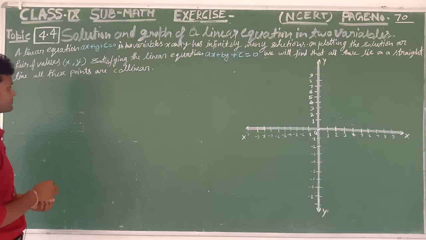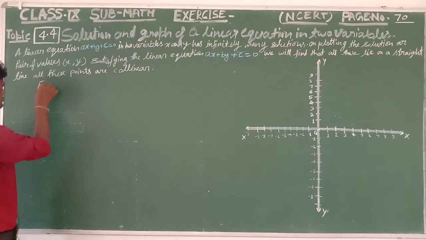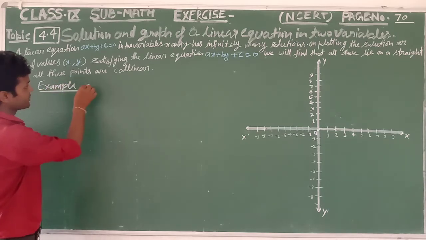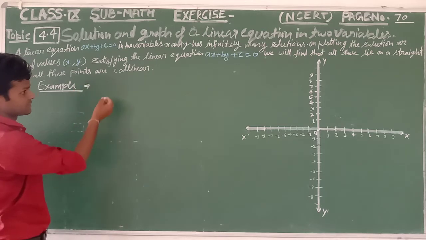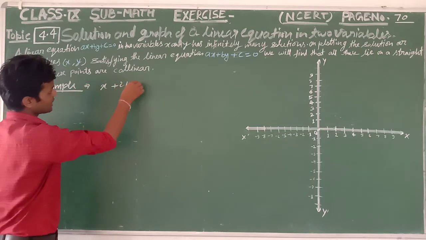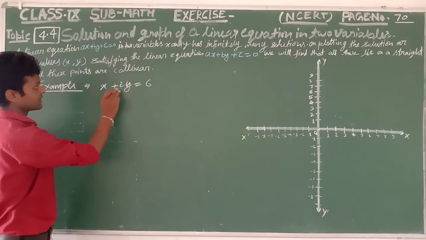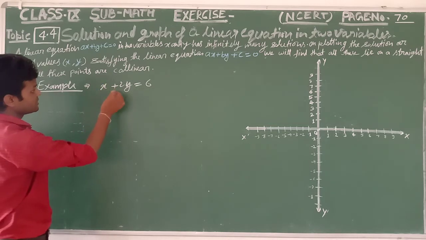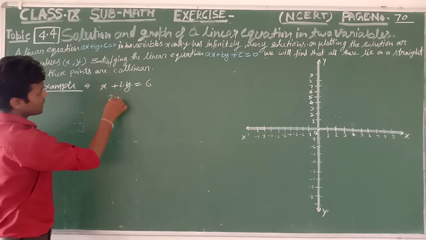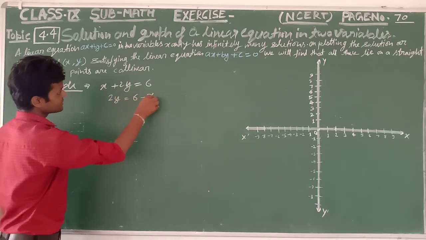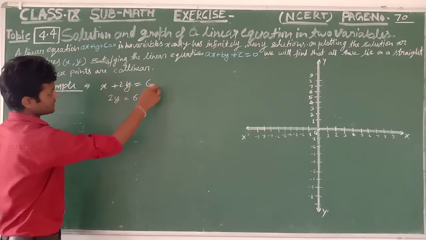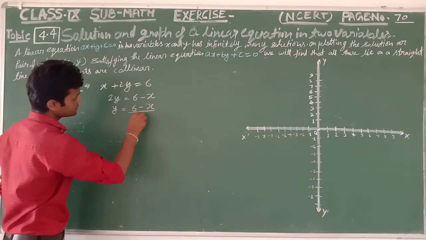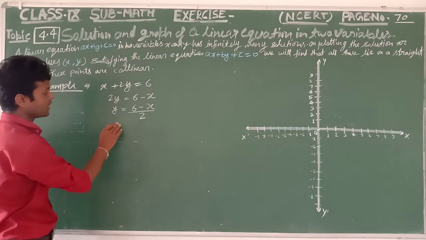First we take an example. Take an equation in two variables: x plus 2y is equal to 6. You convert it into this form: 2y is equal to 6 minus x. Then y is equal to (6 minus x) upon 2. You get this form.